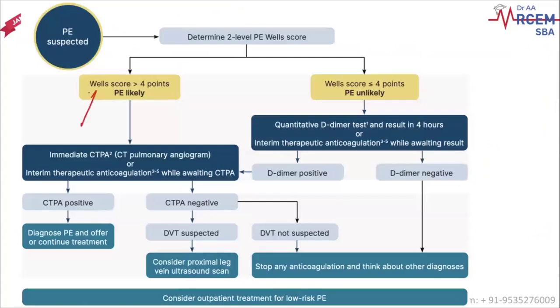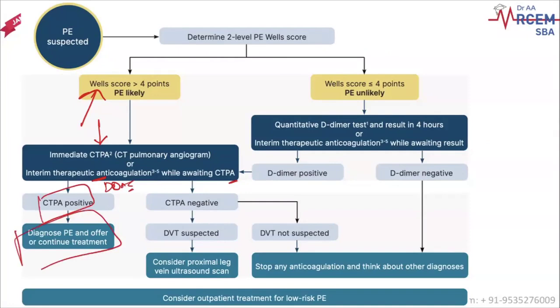I just told you if the score is more than 4, then you will be immediately getting a CTPA done. If you're not able to get an immediate CTPA done because the CT machine is not working or the CT scan is busy, they have a lot of appointments going on, then you'll start on anticoagulants. Direct oral anticoagulant is the preferred one. Then while waiting for the CTPA, once CTPA is positive, treat it as a PE.